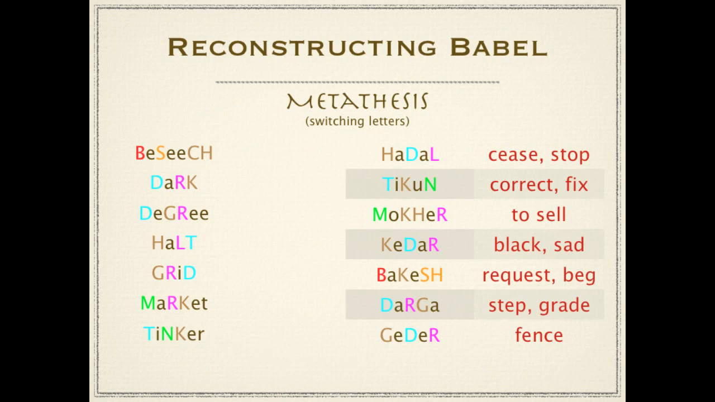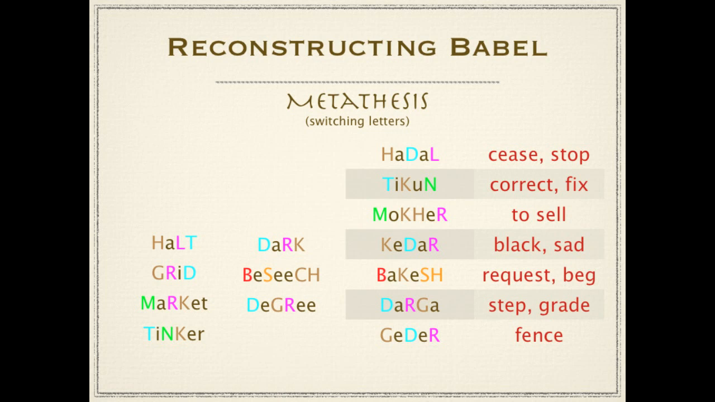Now, here's an interactive game with metathesis, where letters from the Edenic origin have switched places. From the column of English words on the left, beseech, to beg for, lines up with the Edenic bekesh, to request. Dark lines up with kedar, black or sad. Degree lines up with dargah, a step or gradation.